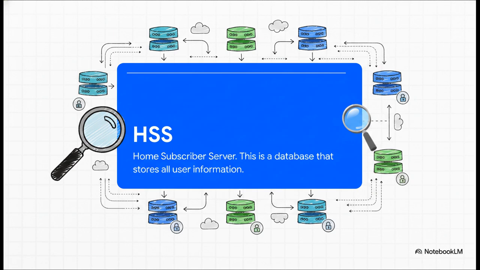That is where the HSS comes in, the Home Subscriber Server. This is basically a giant, secure database that holds the master file on you, what your plan is, what services you have, your security details. It's the network's ultimate source of truth for every single subscriber.